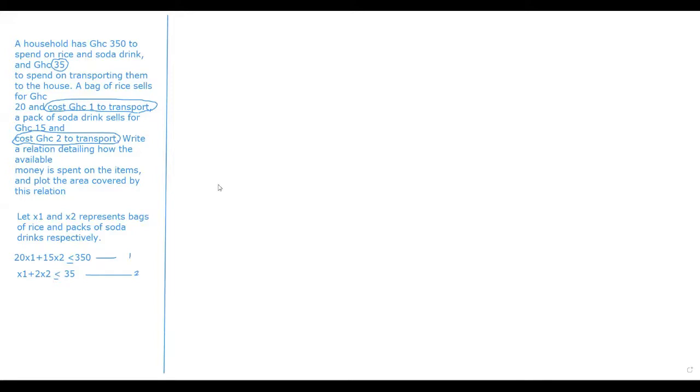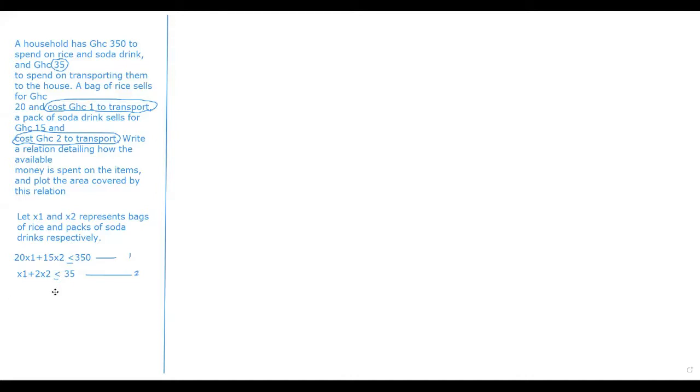Okay, sure. So we can continue. Now that we have the expressions, we are moving on to how to plot, because they are saying that we should plot the area covered by these relations. So we are going to plot these two relations on the graph. How are we going to plot them? We cannot plot the inequality or the expression directly. We have to develop the coordinates.